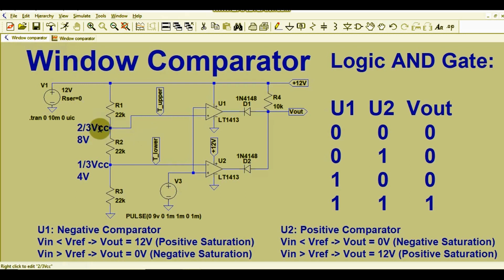What is 2/3 of VCC? What is 1/3 of VCC? And what is the input signal? What is the signal at your lower threshold? What is the signal at your upper threshold? And how does this logic AND gate work, and then how does your op-amp give 12 volt output and 0.7 volt output?